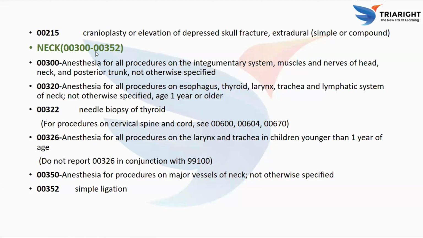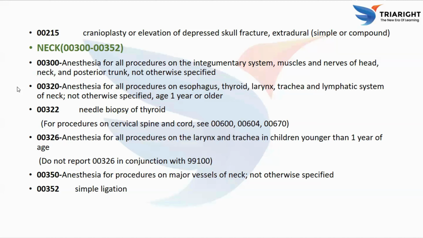So coming to neck ranges, 00300 to 00352. Under the neck we have different anesthesia codes for different procedures. These codes are used when anesthesia is given for procedures on the neck structures such as skin and muscles, thyroid, larynx and trachea, and blood vessels of the neck. So 00300 is for anesthesia for procedures on the skin, muscles and nerves of the head, neck as well as the posterior trunk. When no specific code fits, you have to use NOS codes, not otherwise specified.